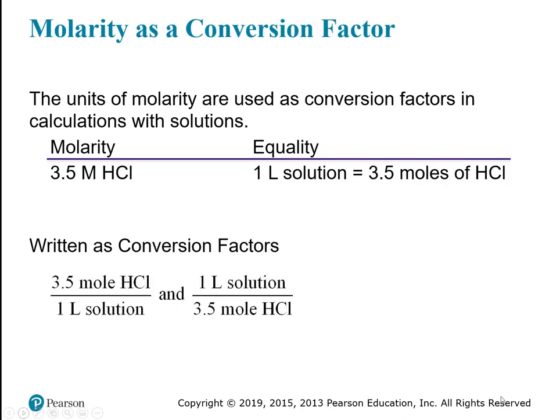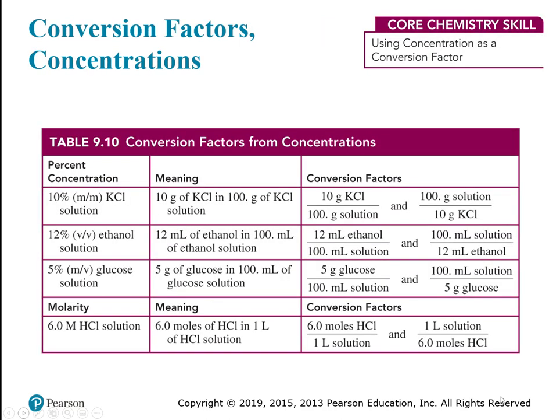So just like the other types of concentrations, you can use molarity as a conversion factor. So 3.5 molar HCl can be written as 3.5 moles of HCl in 1 liter of solution, or 1 liter of solution over 3.5 moles of HCl. This chart has examples of concentrations and what they mean and what the conversion factors look like. So that will definitely be helpful to you when you're trying to write conversion factors and use them to do your homework. You can kind of use it to make sure that you're on the right track and that you have the right units.